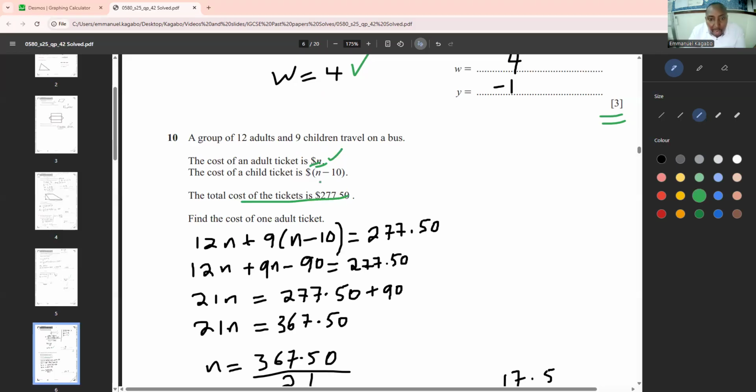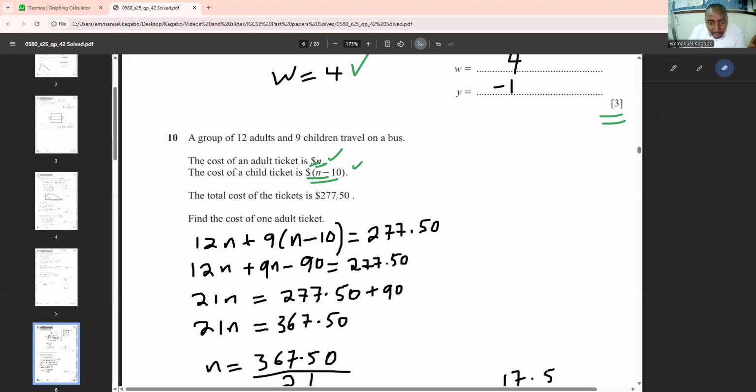Okay. Now, what about the cost of one ticket for children? Is this one? And how many children do you have? 9. So I have to get this one times 9. That's why I have that. And the total of that should always give me this. That's why I equated that. I hope you have understood.